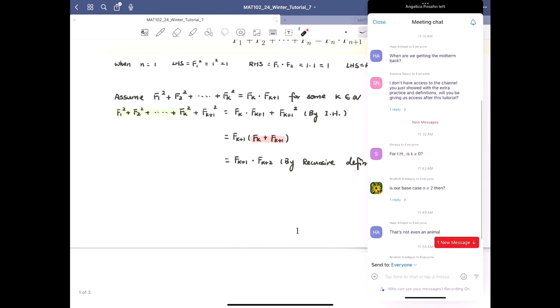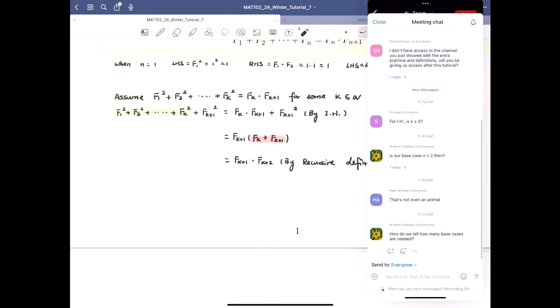Actually, let me check if they have any question. So how do we know? As I said, it depends on whether P of 2 can be reached by P of 1. Does P of 1 imply P of 2? If not, you need P of 2.